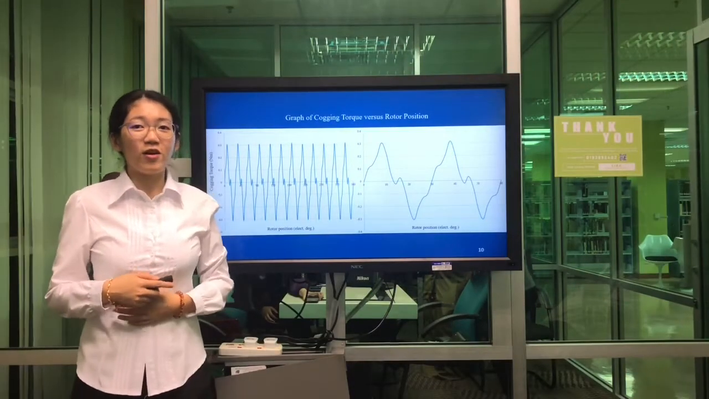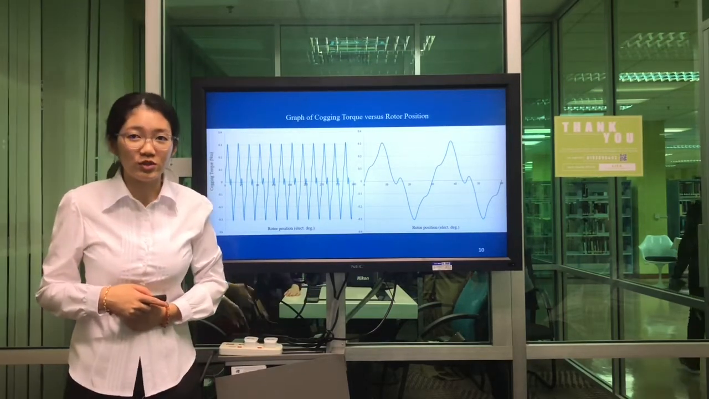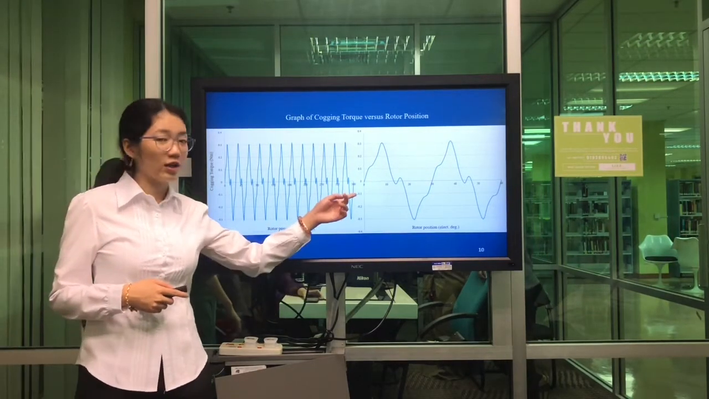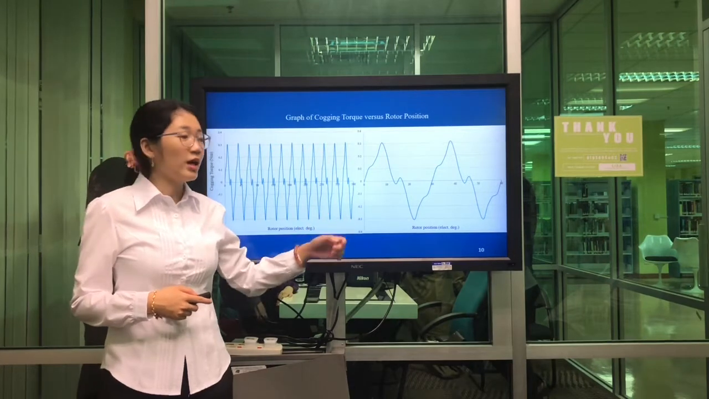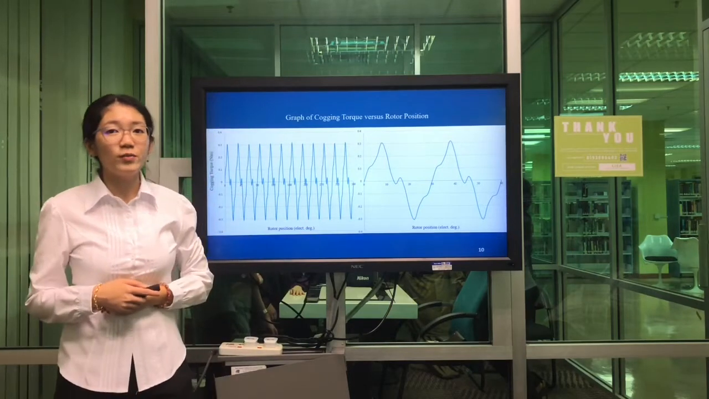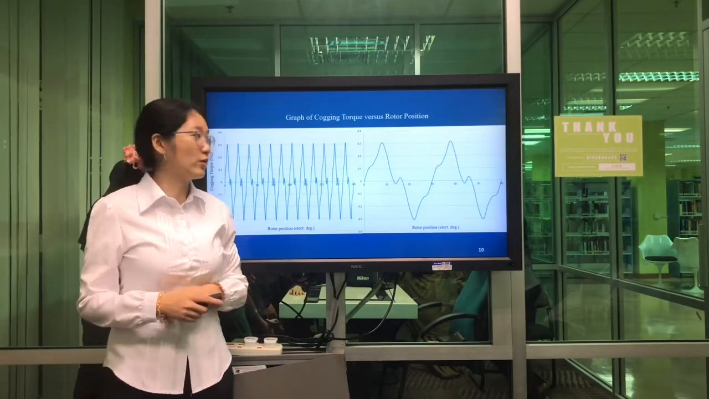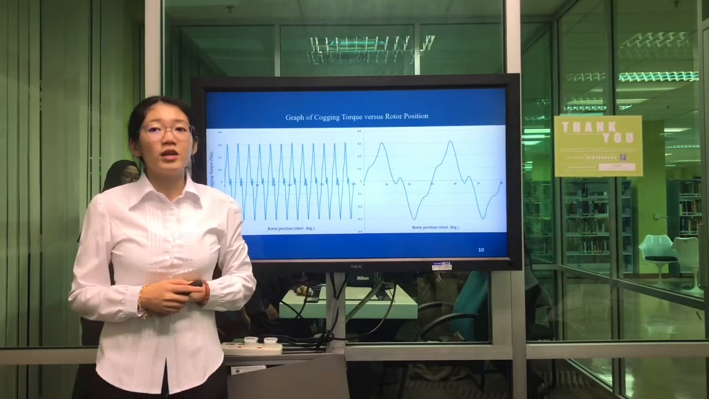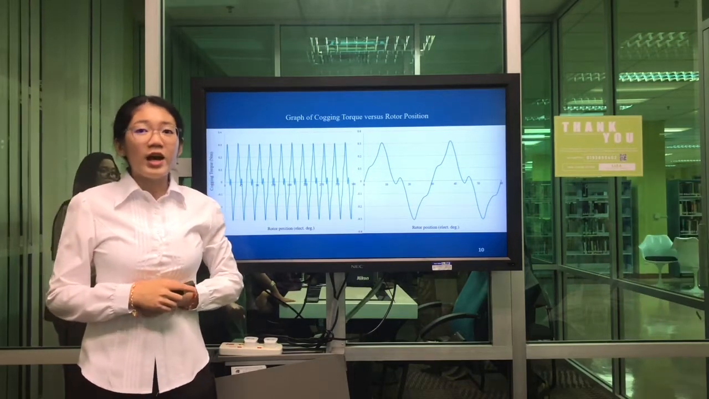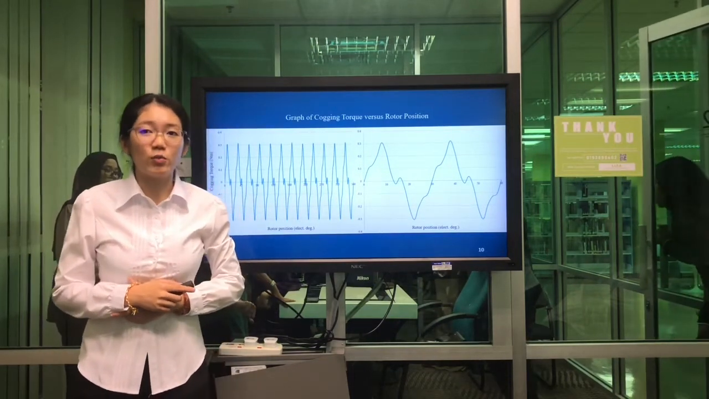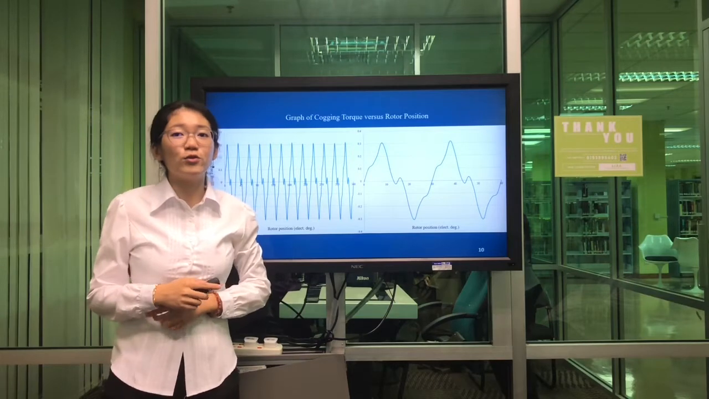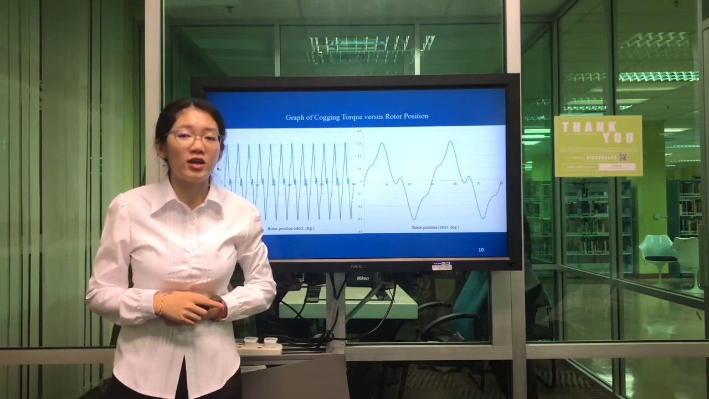Moving to the graph of the cogging torque versus the rotor position, the left-hand side shows the rotor positions from 1 to 360 rotor electrical degrees, and the right-hand side shows the rotor positions from 0 to 60 electrical degrees. We can observe that there are some torque ripples. Here, the torque ripples happen at 15 degrees and 45 degrees due to the slotting effect. At this angle, it is the angle of the slot opening. Therefore, the sinusoidal waveform is distorted at this angle due to the existence of the air gap, which causes noise and vibration.